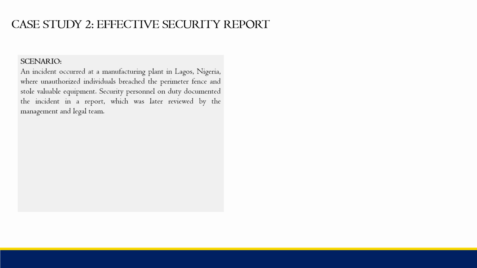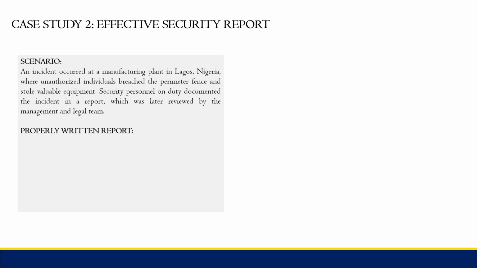Case study 2. Effective security report. Scenario: an incident occurred at a manufacturing plant in Lagos, Nigeria, where unauthorized individuals breached the perimeter fence and stole valuable equipment. Security personnel on duty documented the incident in a report which was later reviewed by the management and legal team.